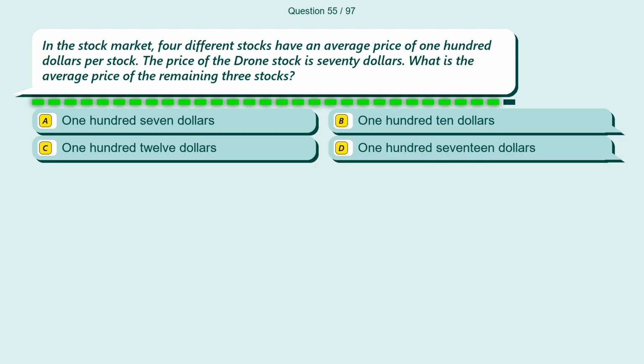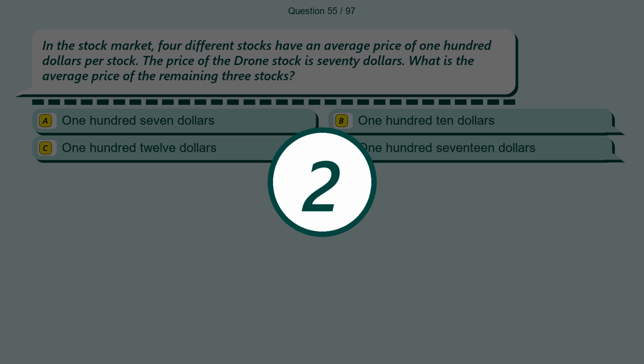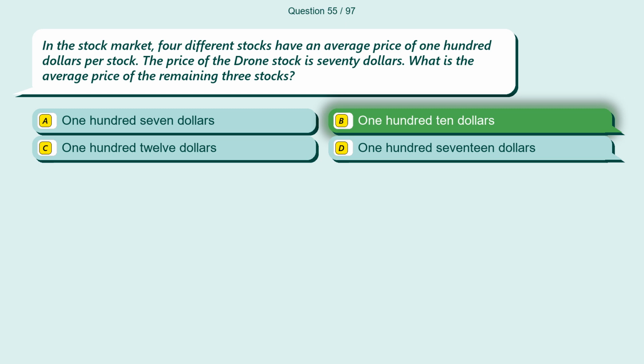Question 55. In the stock market, four different stocks have an average price of $100 per stock. The price of the drone stock is $70. What is the average price of the remaining 3 stocks? Option A, $107. Option B, $110. Option C, $112. Option D, $117. The correct answer is option B, $110.